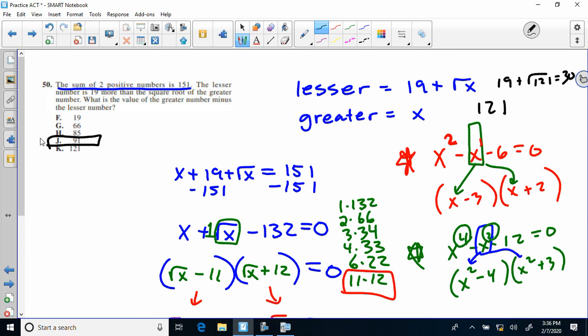Hopefully that made sense doing the other two problems off to the side. So good luck on those.